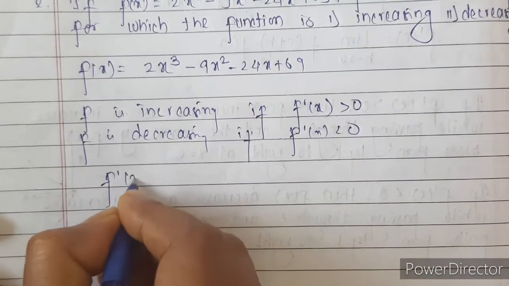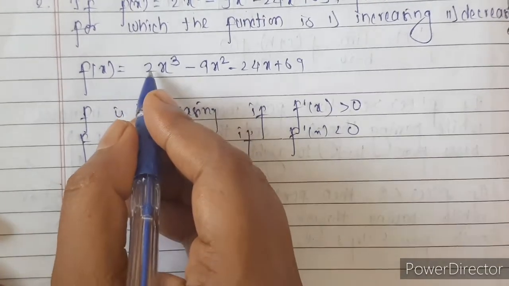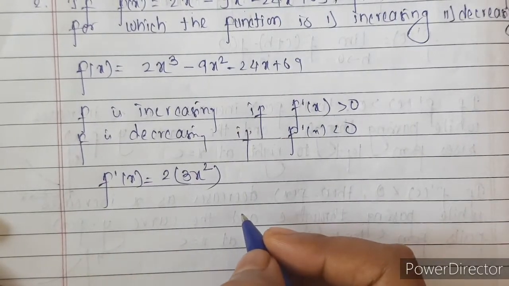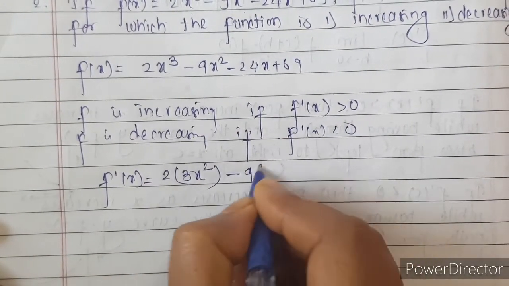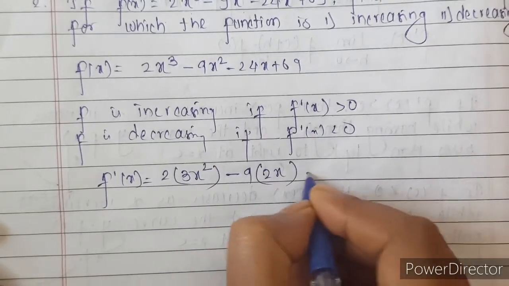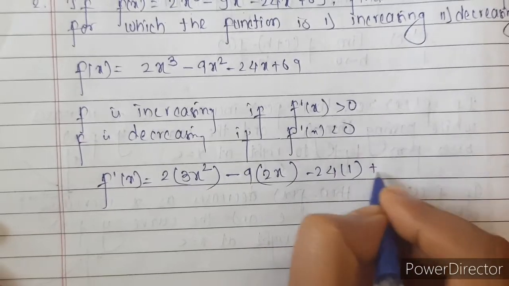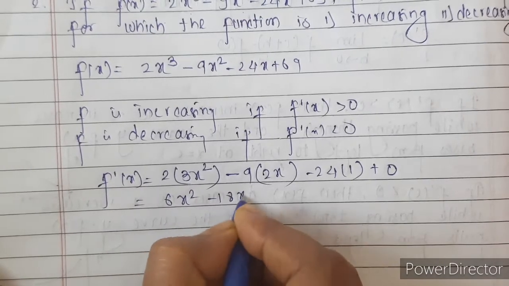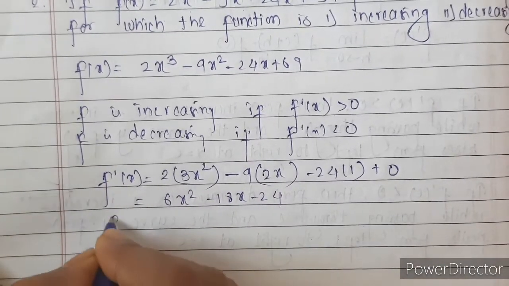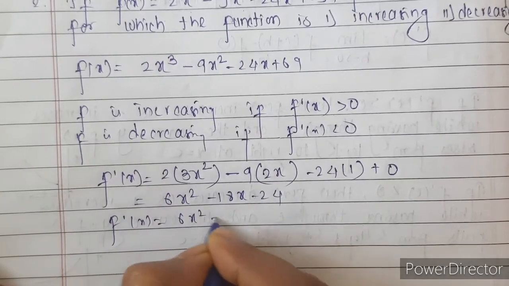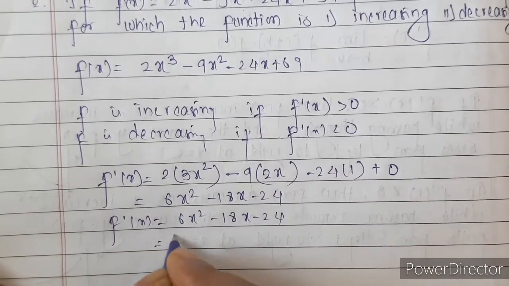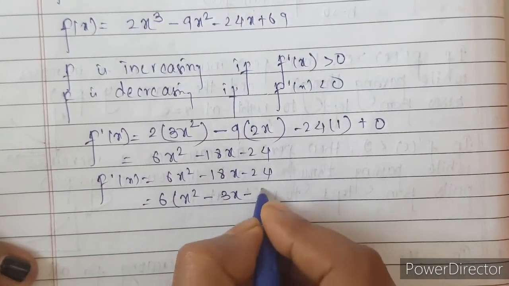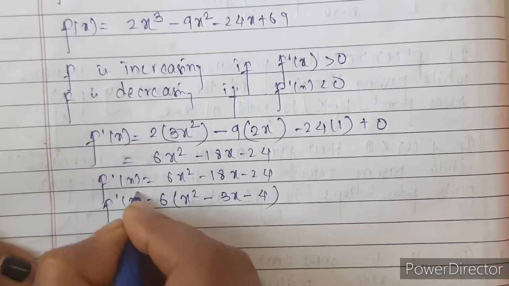So first thing is we need to find f dash of x, that is the derivative of the function. Okay. Now 2 is a constant, derivative of x cube is 3x square, using x to the n minus 1. Minus 9 is a constant, derivative of x square is 2x. Minus 24 is a constant, derivative of x is 1, plus derivative of 69 is 0. So we can write this as 6x square minus 18x minus 24. So our f dash of x is 6x square minus 18x minus 24. Now if I take 6 common, what we will get is x square minus 3x minus 4. This is our f dash of x.